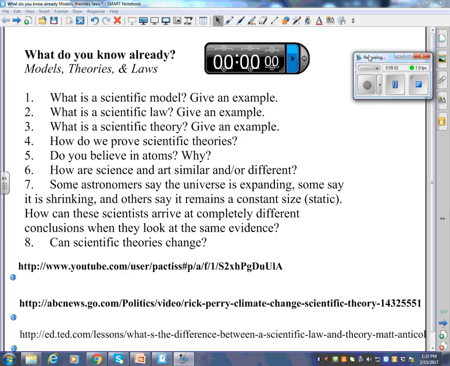Okay. Now, number 7 is kind of important too, kind of for down the road. Some astronomers say the universe is expanding, some say it's shrinking, and others say that it remains a constant size or static. How can these scientists arrive at completely different conclusions when they look at the same evidence? Go ahead, Brett has something to say. Hang on, Brett. Brett's got the floor. I think it's because they think differently, and their backgrounds may have some different knowledge. Okay, so they're coming from a different background. That's kind of what I'm getting at. What they believe in might change their answer a bit.